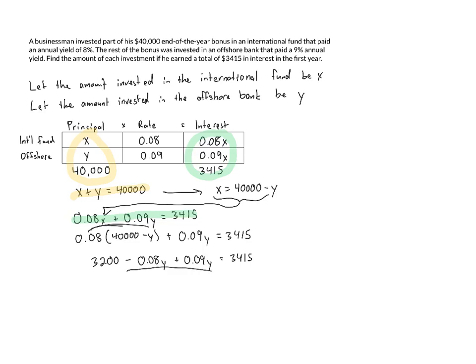Next, we can combine like terms. 0.09y minus 0.08y is 0.01y plus that 3,200 equals 3,415. To get the y term alone, we need to subtract 3,200 from both sides. Doing that gives us 0.01y on the left, and on the right, 3,415 minus 3,200 is 215. Then to get that y alone, we divide by 0.01. 215 divided by 0.01 is going to be 21,500.